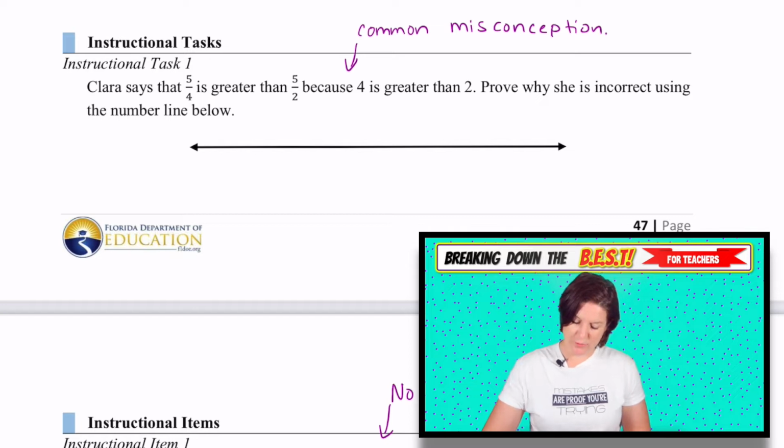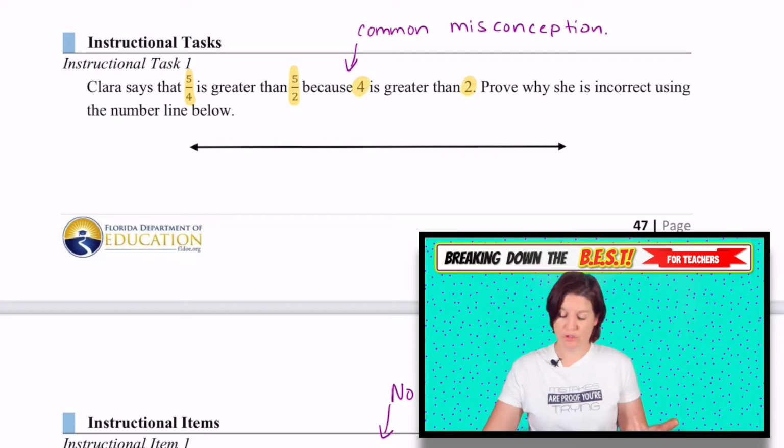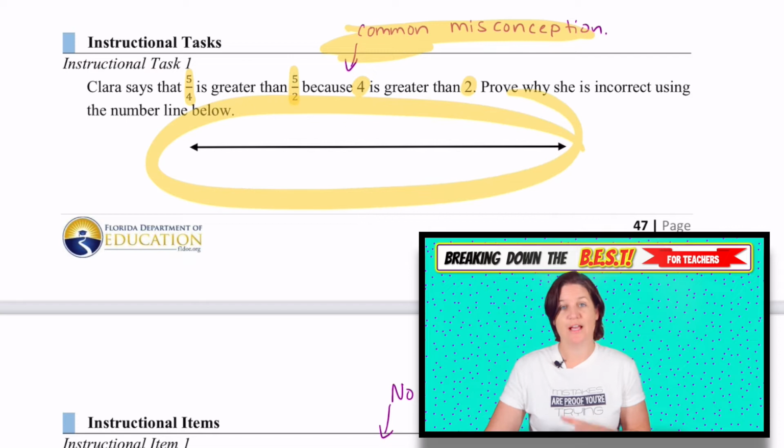Okay, for instance, this one says that Clara says that 5/4 is greater than 5/2 because they're looking at the denominator and saying that 4 is greater than 2. This is a common misconception that students have. Prove why she's correct using the number line below. You can see here, this is an open number line. So students having to use that number line provided to mark both where 5/4 is located and where 5/2 is located.